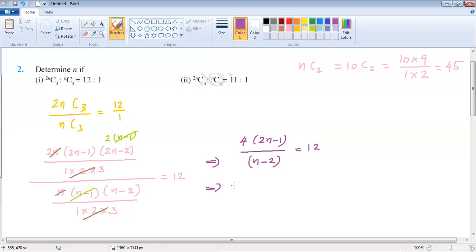That implies 4 into 2n, 8n minus 4 is equal to, cross multiply, 12n minus 24. और 8n राइट साइड में जाएगा तो -24 राइट साइड, लेफ्ट साइड में आएगा, -4 प्लस दैट इज 20 इज इक्वल टू 12n minus 8n, that is 4n is equal to 20. So from there you will get n is equal to 5. The value of n is equal to 5.